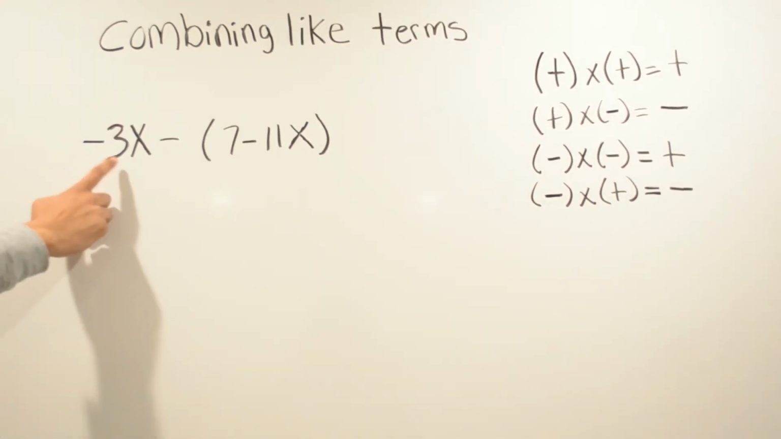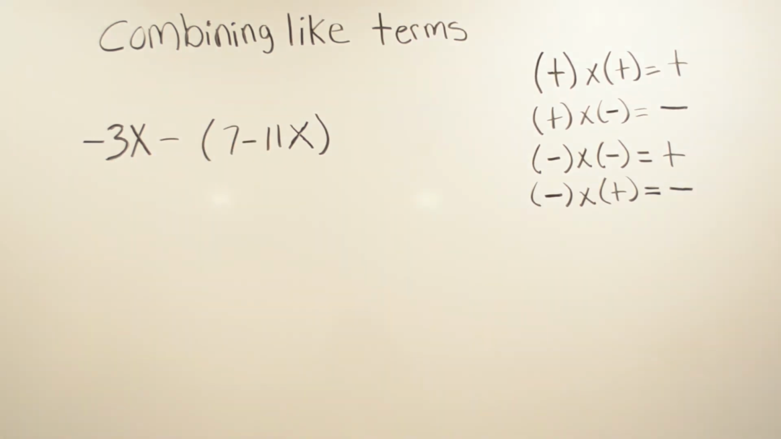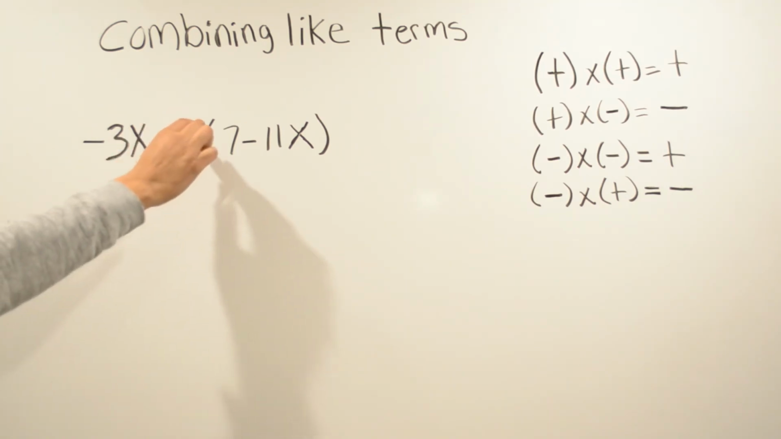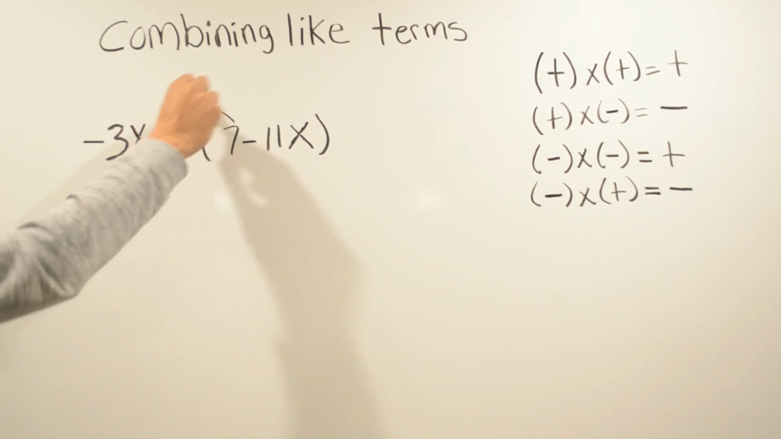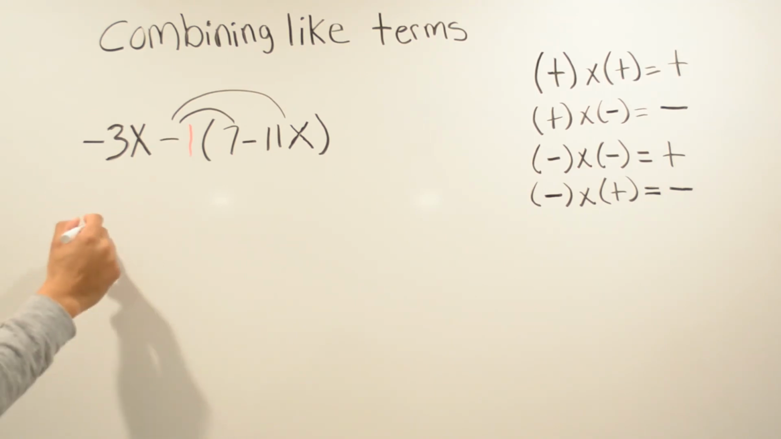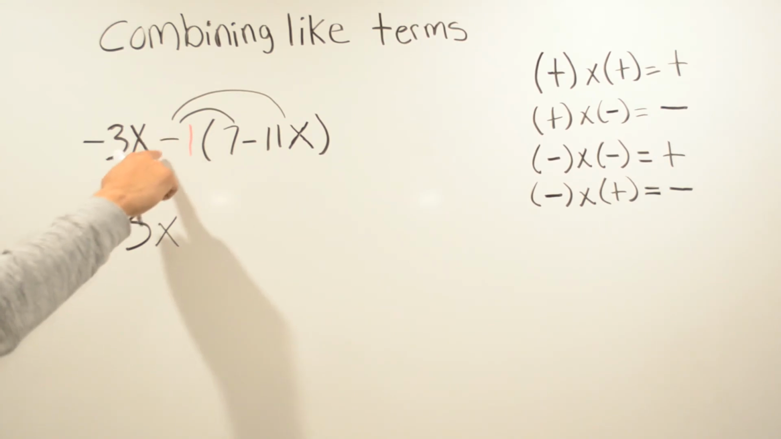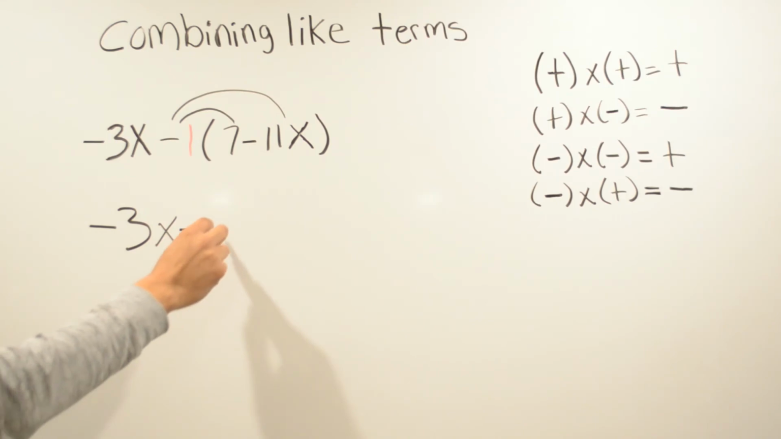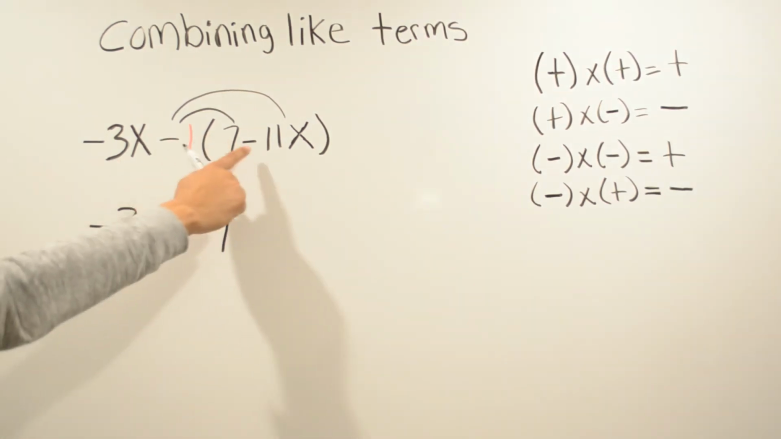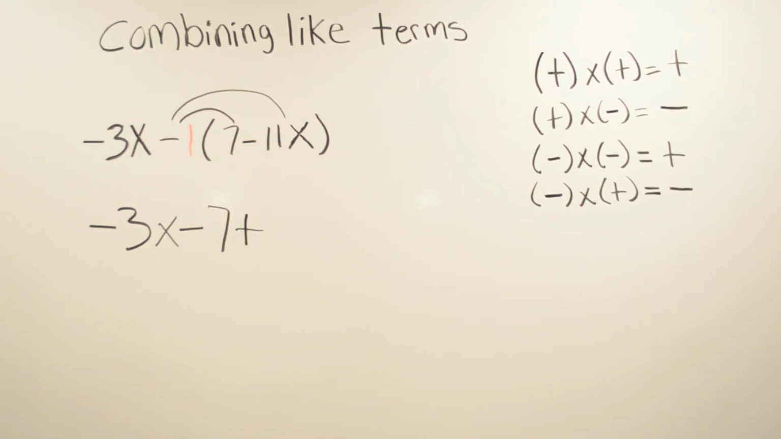Next problem, we have negative 3x minus parentheses 7 minus 11x. So right here you can just put a 1, it's the same thing. Before we are able to combine like terms, we're going to make sure we multiply this first. Okay, we're going to bring this down. And we're going to have negative 1 times positive 7. A negative times a positive is going to give us a negative. And 1 times 7 is going to give us 7. Negative times a negative is going to give us a positive. And then we have 1 times 11 is going to give us 11x.